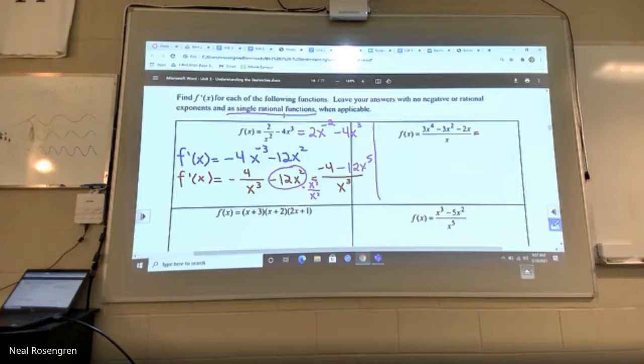Let's try this next one. This one is not ready to go yet. We got to figure out a way to rewrite this function so it is not with that negative exponent, or with that, I mean, it is a negative exponent on the bottom. I got to get rid of the fraction.